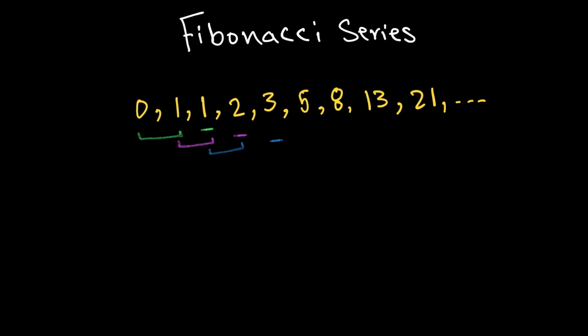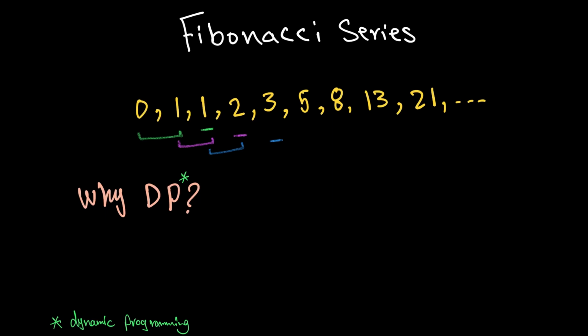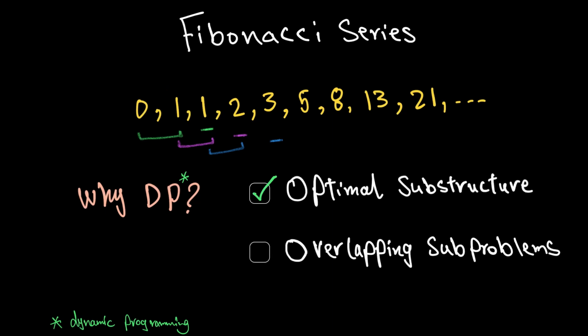Fibonacci series is a perfect candidate of a dynamic programming solution. But why? First, because it satisfies the optimal substructure condition. To calculate each number in the series, you will sum up the previous numbers together, and to calculate those, you will sum up the previous numbers together and so on. So the solution of the problem depends on the solution of subproblems.